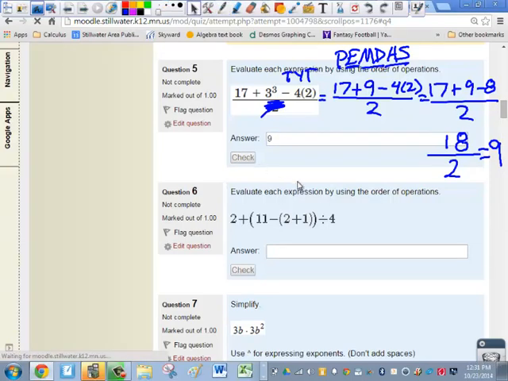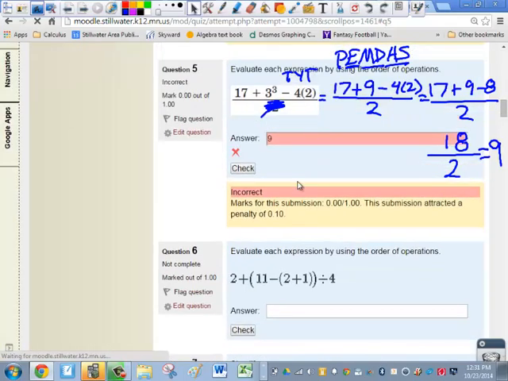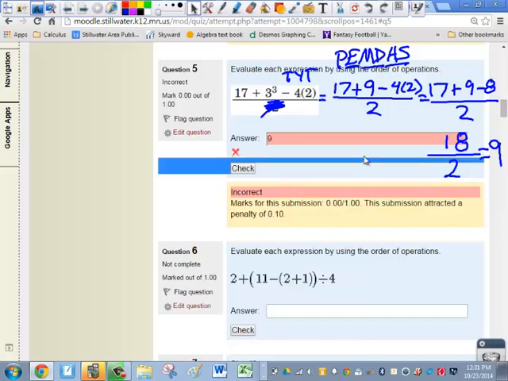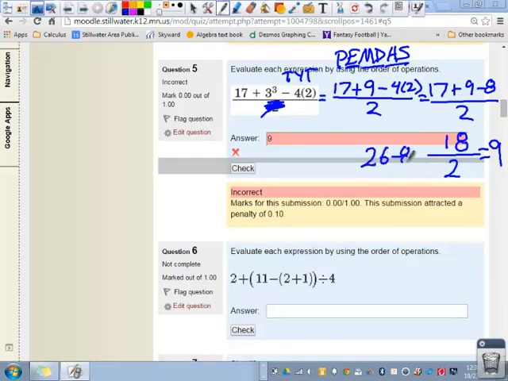Let's see if it is. What? No way. Where did Mr. Benson go wrong? No way. 17 plus 9? Where did I go wrong? Okay, let's do this again. 17 plus 9 is 26, right? Did I go too fast? 26 minus 8 would be 18. 18 divided by 2 is 9.